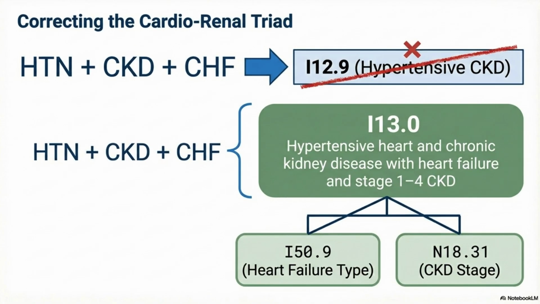Here, we apply the rule. Instead of coding hypertension, CKD, and heart failure separately, we use I13.0, hypertensive heart and chronic kidney disease with heart failure and stage 1 to 4 CKD. We then add the specific heart failure code and CKD stage code to complete the picture.